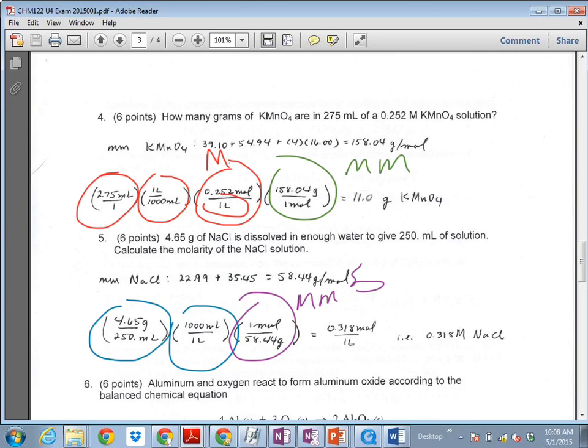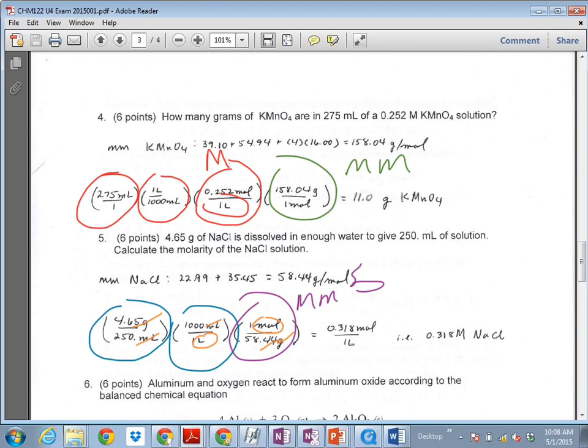If we use that, grams will cancel, and we'd be left with units of moles. Notice that grams here have canceled with grams here. Milliliters cancel, and we're left with units of moles per liter, which is what we wanted. To 3 significant figures, it's 0.318.